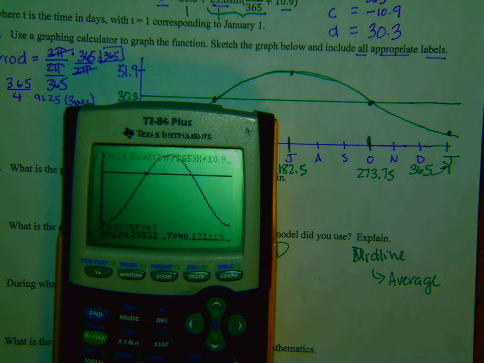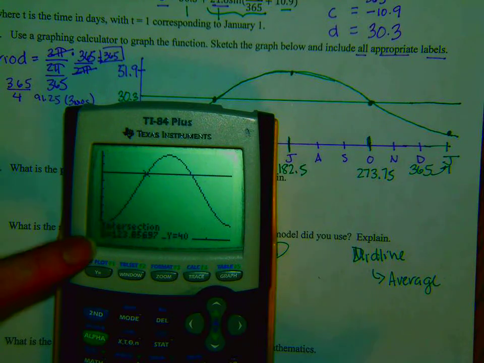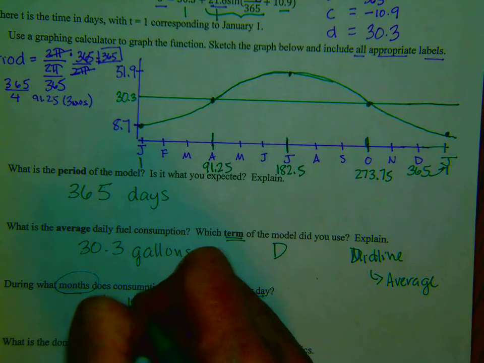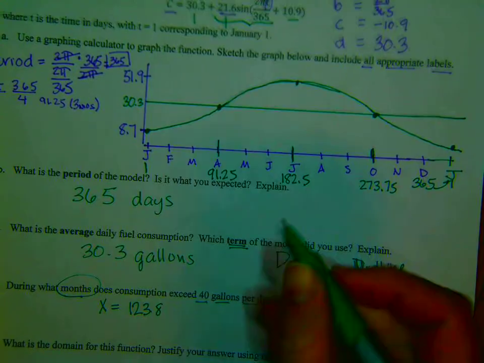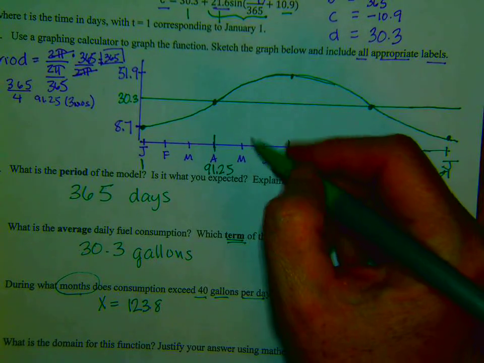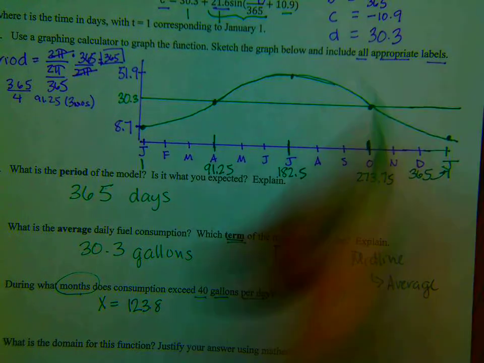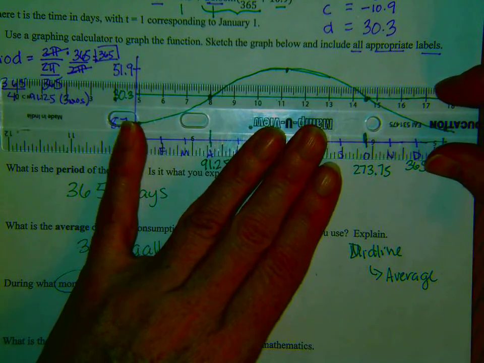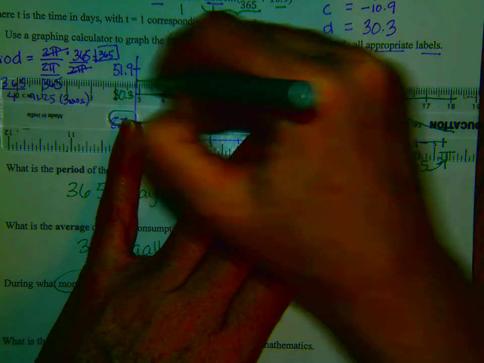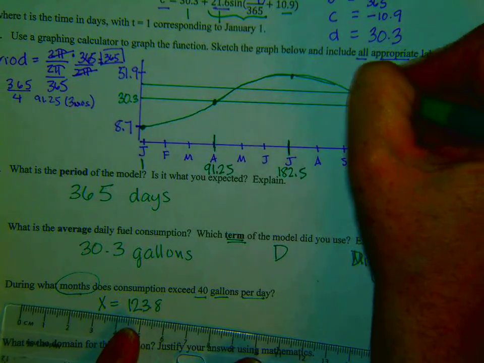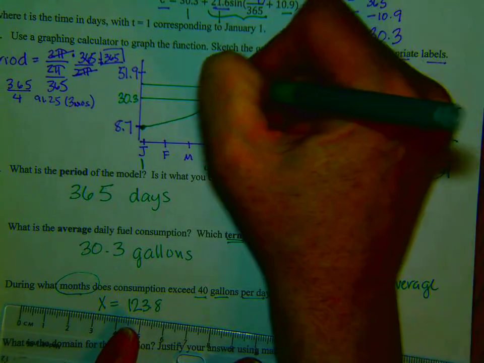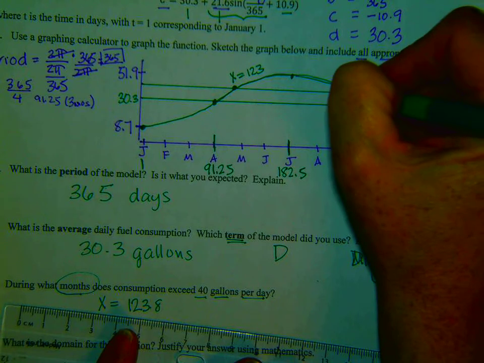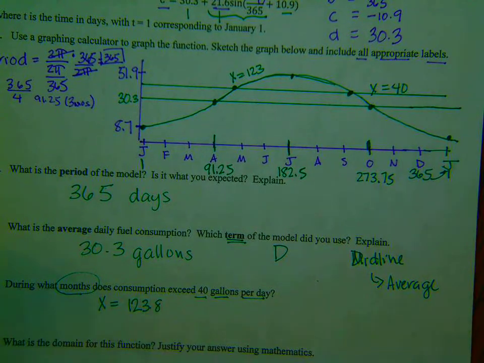Enter, enter, enter, enter. And I get an intersection at x equals 123.8. Well, if I'm at 123, let me draw that line. y equals 40. Okay, draw that line. So this line right here is y equals 40, and I have an intersection at x equals 123. And I'm going to have another intersection over here. So I've got to figure out where x equals 123 is.